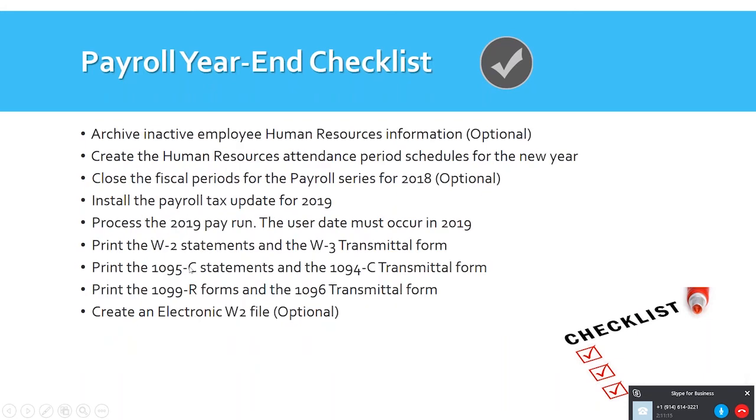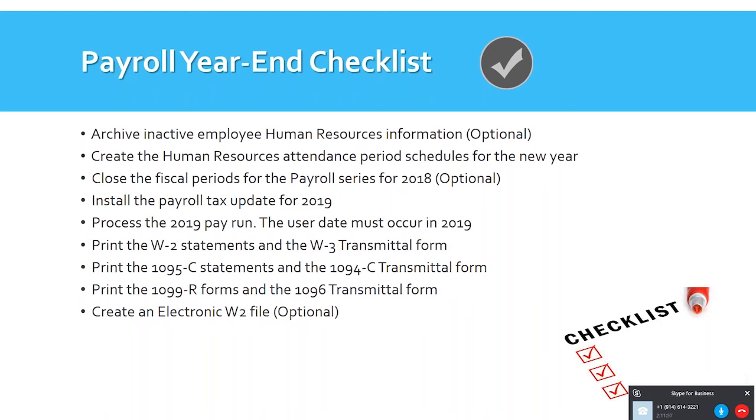And then once you've done that, there are a few steps that are kind of optional, but we list them out on here. One example would be to archive any inactive employee HR information. That just helps keep the system cleared out. And then if you're using the human resources attendance module, you'll want to make sure that you create the period schedules for 2019 so that those are ready to go before you run your 2019 payroll. And then you'll want to close your fiscal periods for 2018 for the payroll module, just to make sure that nothing accidentally gets posted to those at this point.